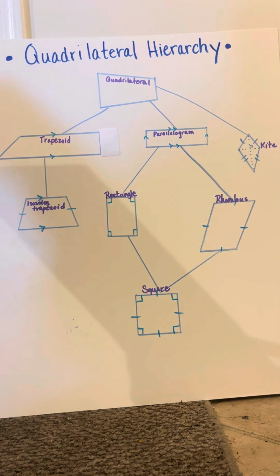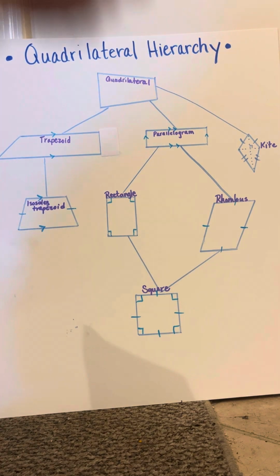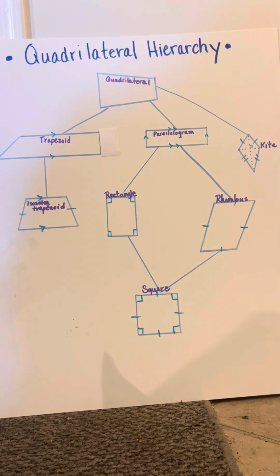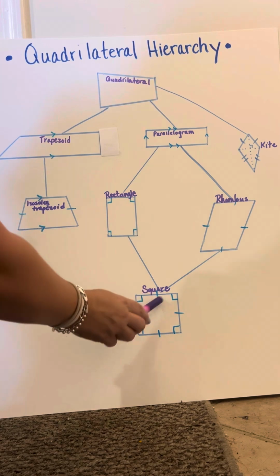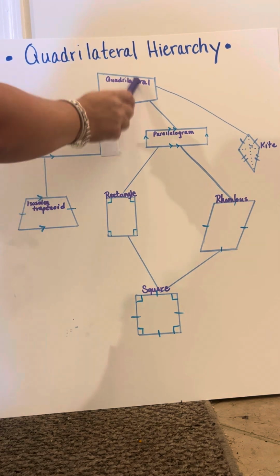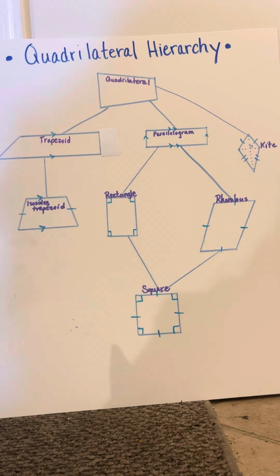So this is your quadrilateral hierarchy. And the fun part about it is you can trace it all the way back. A square is a rectangle is a parallelogram, a parallelogram is a quadrilateral. This is all included. An isosceles trapezoid is a trapezoid and is a quadrilateral. It's kind of cool so you can see it that way.